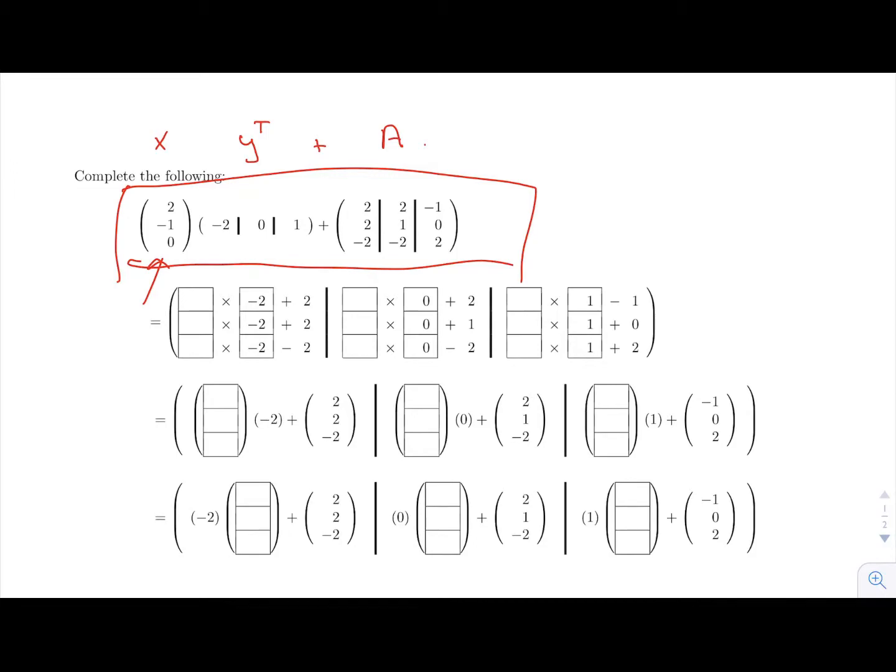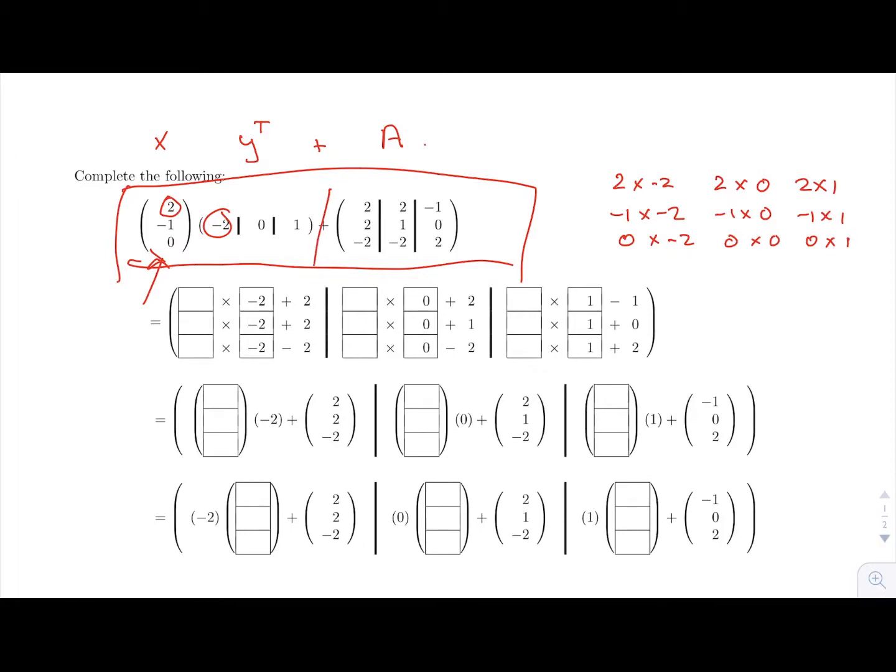And an outer product just computes the matrix, well, this particular outer product computes the matrix where the first element is 2 times minus 2. And then the second element is 2 times 0. And the third element is 2 times 1, and so forth. The second row becomes minus 1 times minus 2, minus 1 times 0, minus 1 times 1, and then finally 0 times minus 2, 0 times 0, and 0 times 1.